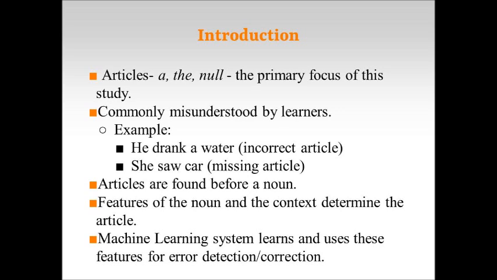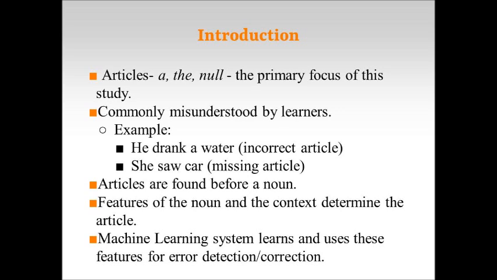For example, if you look here, it says he drank a water, where water is a noun, and in correct English it will just read he drank water, and the article is not supposed to be there, and that's the error. And the next example, if you see, she saw car. Car here is a noun, and we would expect either a or the as an article qualifying the noun, and here the article is actually being missed. So these are some of the mistakes which a learner would make.